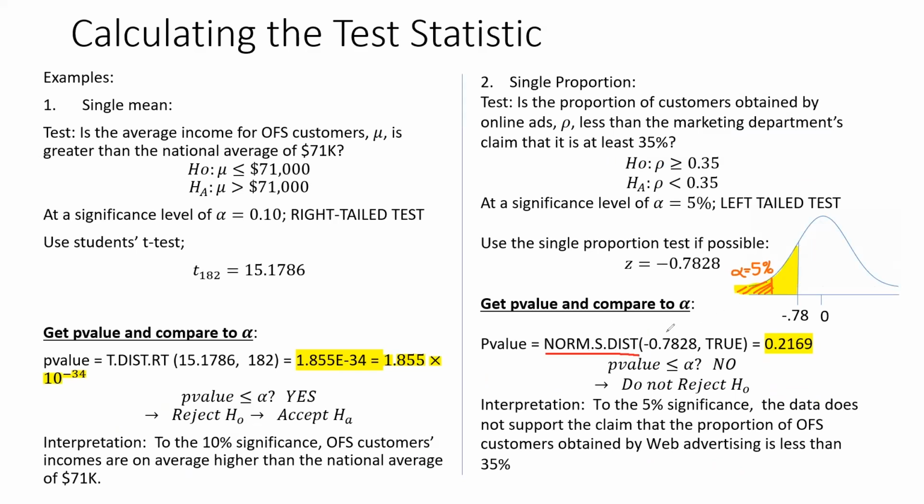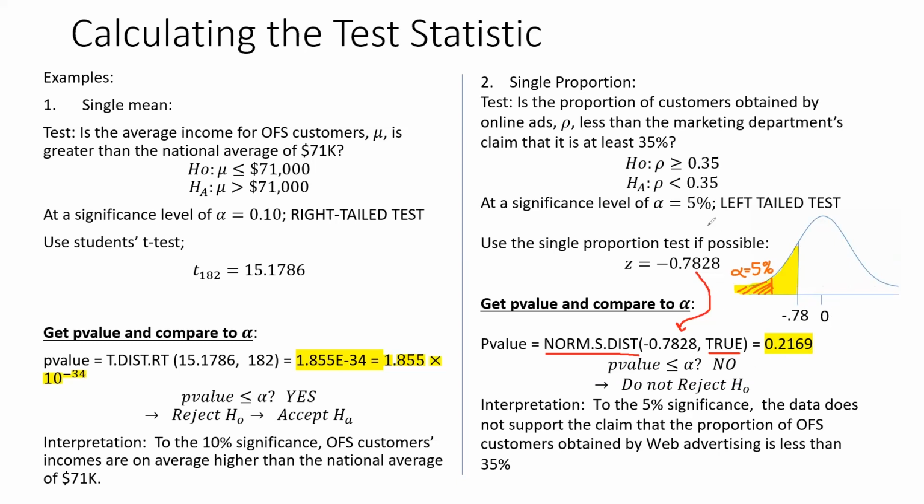It's a left tail test. So we're going to put in that z statistic, and for the NORM.S.DIST function, you have to put true for the cumulative distribution up to the negative 0.78. And that gives us this area that's in yellow highlight. That's the p-value of 0.2169, or around 22% of the area under the probability.